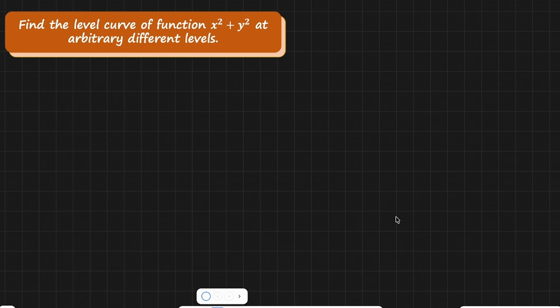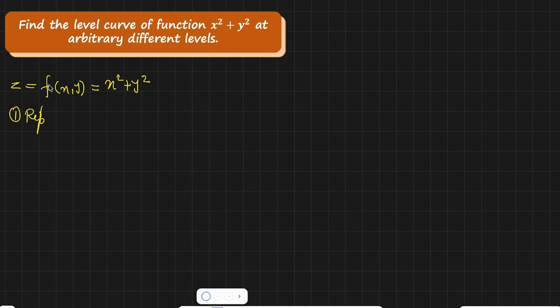Let's say you have this question: how to find the level curves for this. Find the level curves of x square plus y square at arbitrary different levels. Arbitrary different levels means you can choose them yourself. So let's say I have this function: f of x comma y is x square plus y square, and let's say this is equal to z. So what is step one?